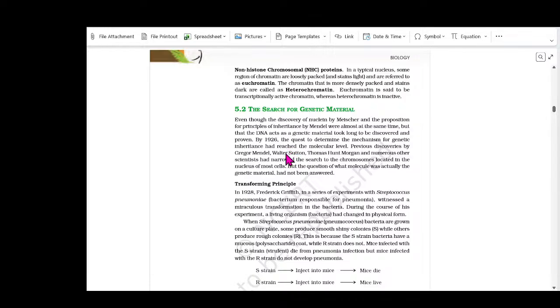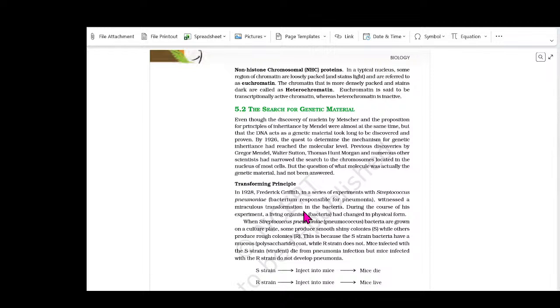Previous discoveries by Gregor Mendel, Walter Sutton, Thomas Hunt Morgan, and numerous other scientists had narrowed the search to the chromosomes located in the nucleus of most cells. But the question of what molecule was actually the genetic material had not been answered. Transforming principle. In 1928, Frederick Griffith, in a series of experiments with Streptococcus pneumoniae, the bacterium responsible for pneumonia, witnessed a miraculous transformation in the bacteria.